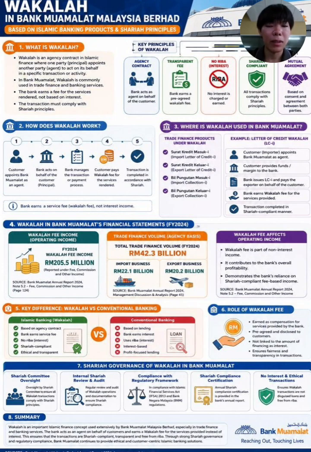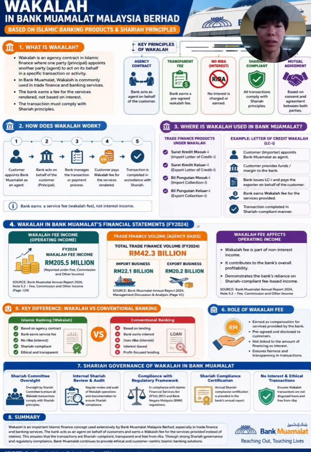This money is very important because it is part of the bank's non-interest income and helps the bank become more profitable. It also shows that the bank relies heavily on Sharia-compliant fee-based income instead of traditional interest.